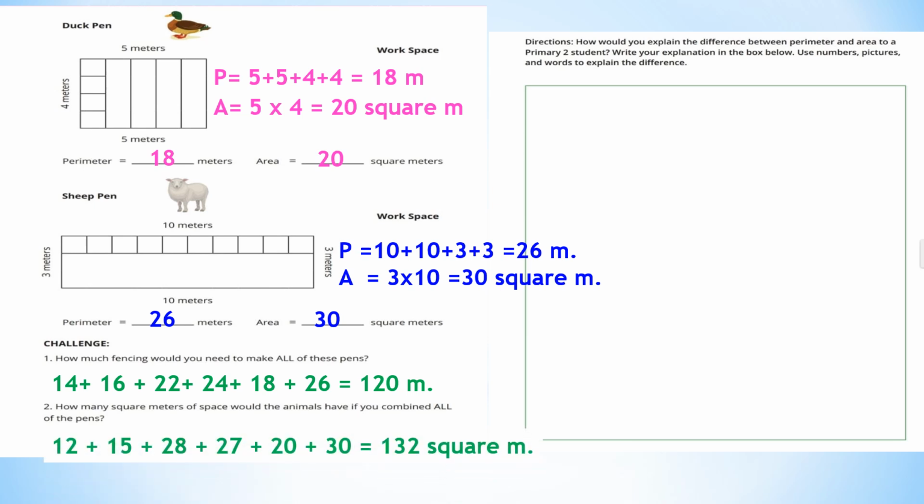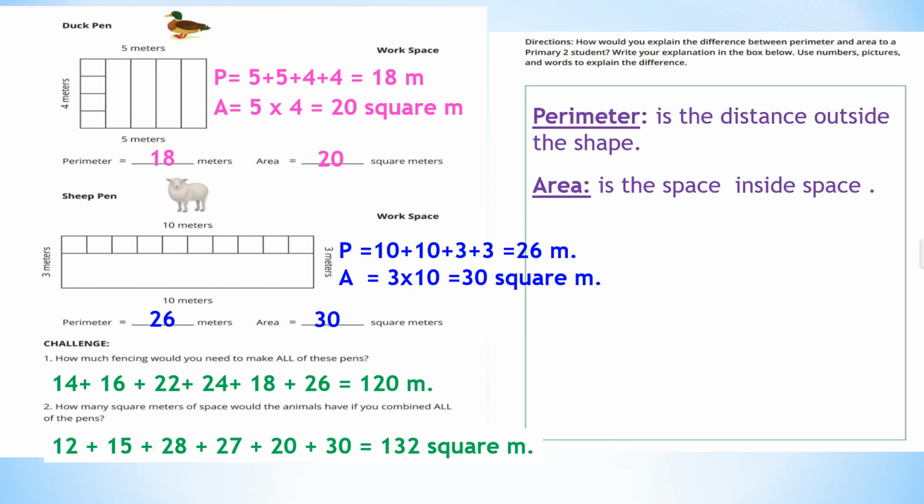Our math journal. He wants me to explain the difference between perimeter and area. Perimeter is the distance outside the shape, and the area is the space inside the shape. And we said before, it's like if we have a window, the frame of the window is the perimeter, and the glass of the window is the area.